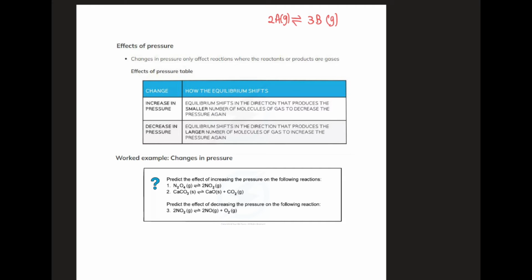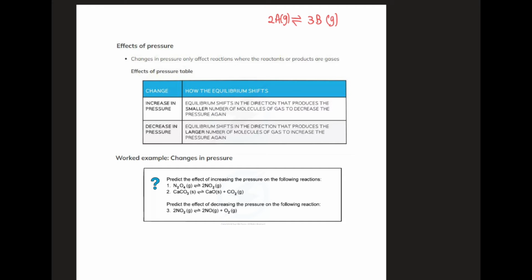Let's say for example, this one. For this case, number 2, the left hand side has no gas, the right hand side has 1 mole of gas. So it's 0 and 1. The solid we ignore. So if you increase the pressure, they will shift to the direction with the smaller number of molecules, that is from 1 mole to 0 mole. Something like that.